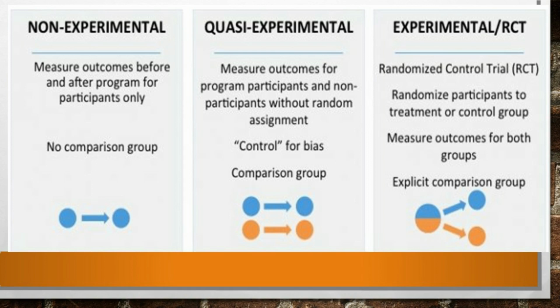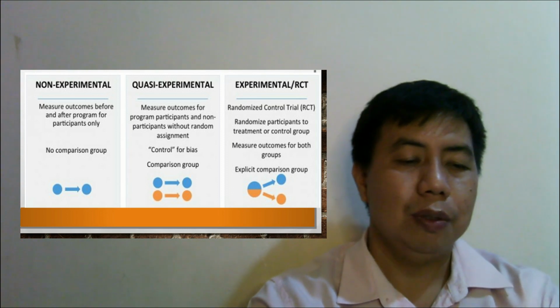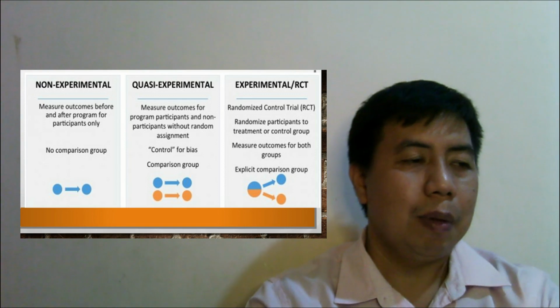Now, when we talk about the experimental or the randomized control trial na tinatawag natin, randomized participants to treatment or control group, it measures outcomes for both groups as shown in the diagram below, okay, or the image. So mapapansin natin, okay, na yung pinagkaiba ng different types of research designs under the experimental.